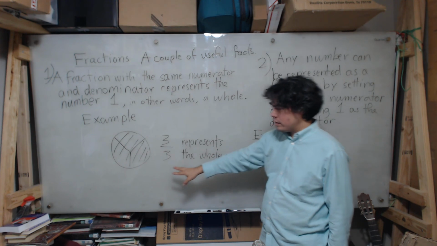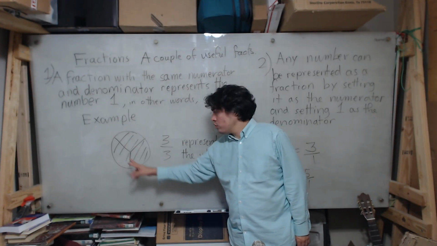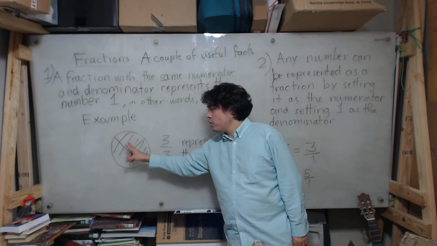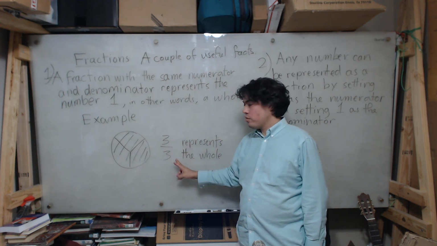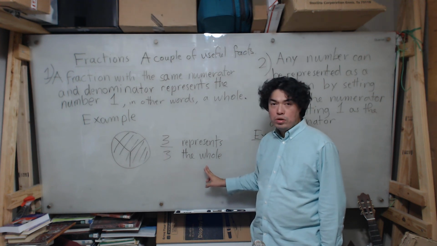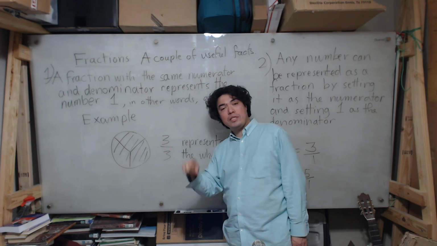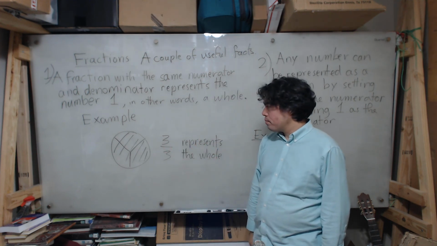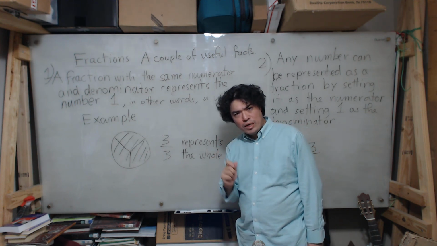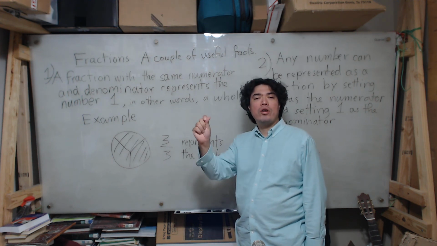For example, if you look at this pie here, we can imagine it's apple pie. It has been sliced into these 3 pieces, you see. And if I shade the whole thing, I'm shading 3 out of the 3 slices. That is to say that the fraction 3 over 3 represents the whole pie. Or in other words, if I had 1 pie, 3 over 3 also represents that 1 pie. Right? Okay. So to recap, this one fact says that if I want to express the number 1 as a fraction, I write a fraction with the same numerator and denominator.